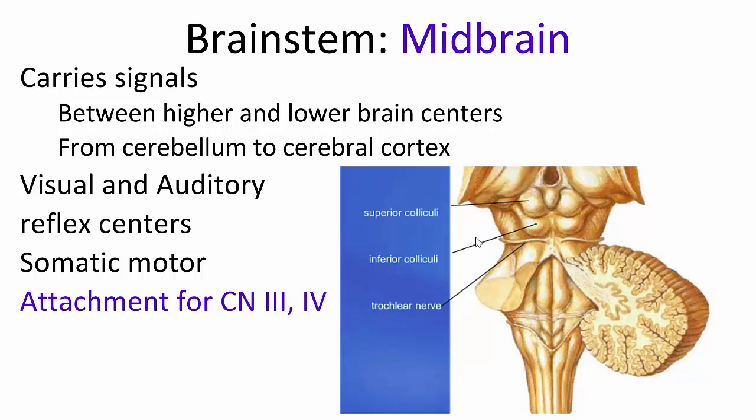And if you see something all of a sudden, like a bad monster jumping out at you in a movie, for example, and you have a sudden visual stimulus, the superior colliculi are firing and causing the sympathetic division of your autonomic nervous system to start to ramp up and get you ready to be running away or fighting for your life. The midbrain is the attachment point for cranial nerves 3 and 4.